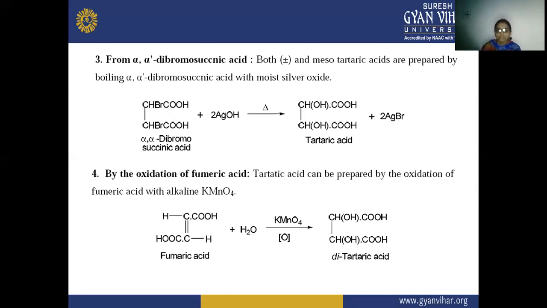Then there is the oxidation of fumaric acid. So this is the structure of fumaric acid, and when this fumaric acid is oxidized in the presence of KMnO4, that is potassium permanganate, there is a formation of tartaric acid.